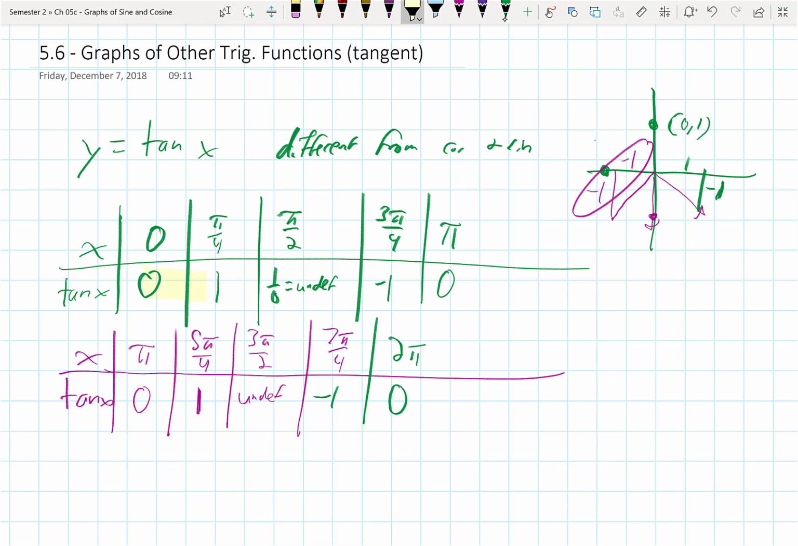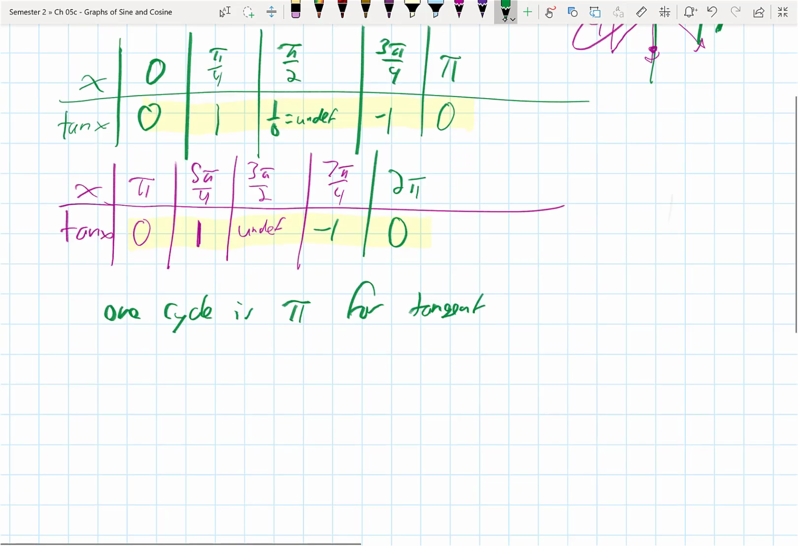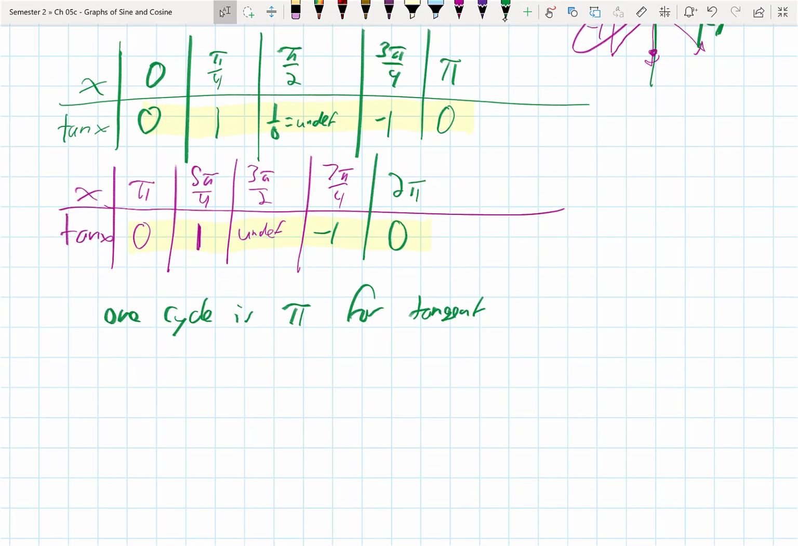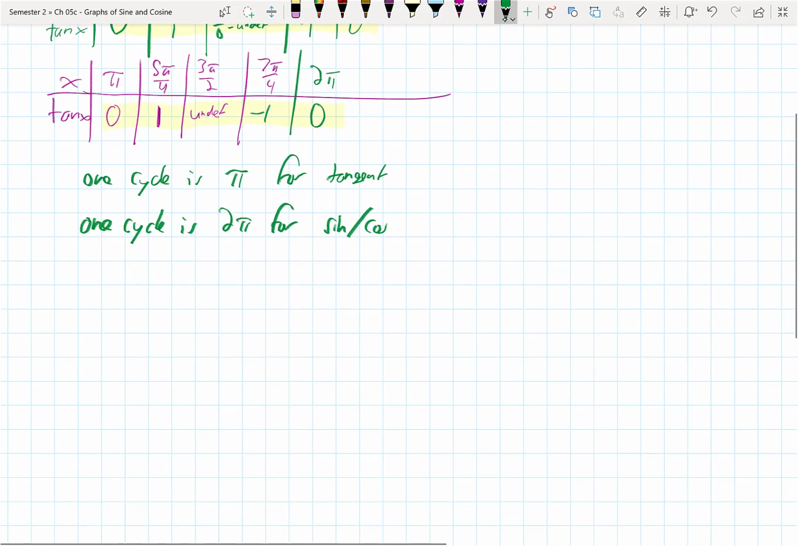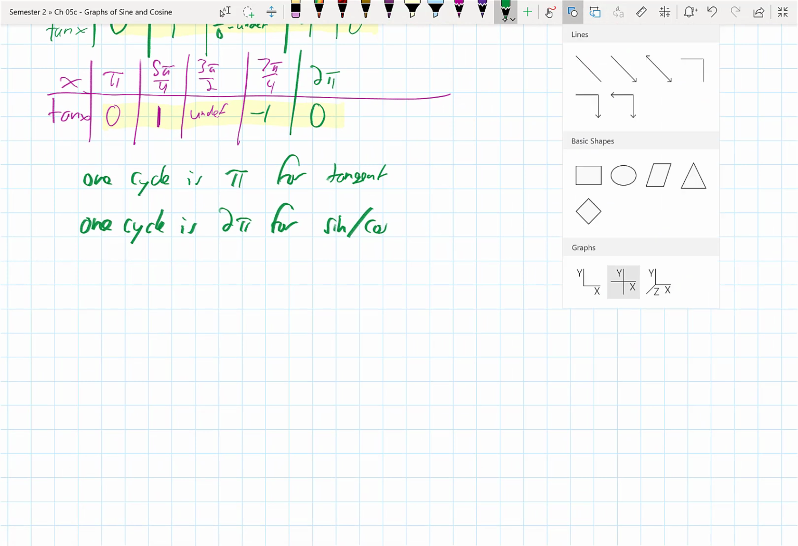So if I look at 0, 1, undefined, -1, 0, 0, 1, undefined, -1, 0, one cycle is not 2 pi, one cycle is pi for tangent. This is a very big difference between tangent and sine and cosine. One cycle is pi for tangent, whereas one cycle is 2 pi for sine or cosine. So I'm going to try to graph these values and show you what a graph of tangent looks like.